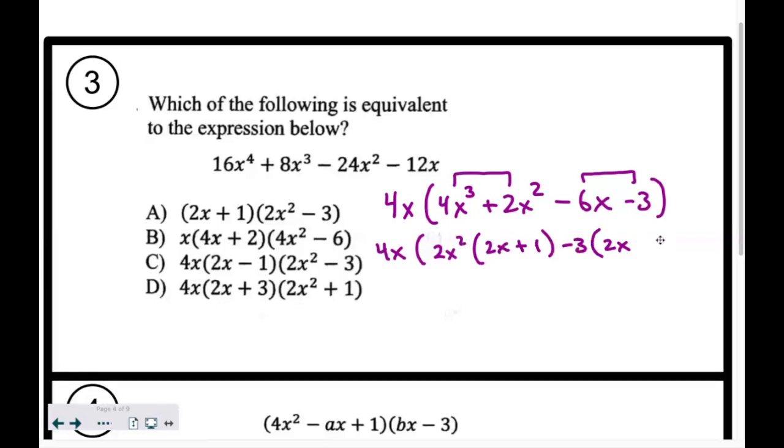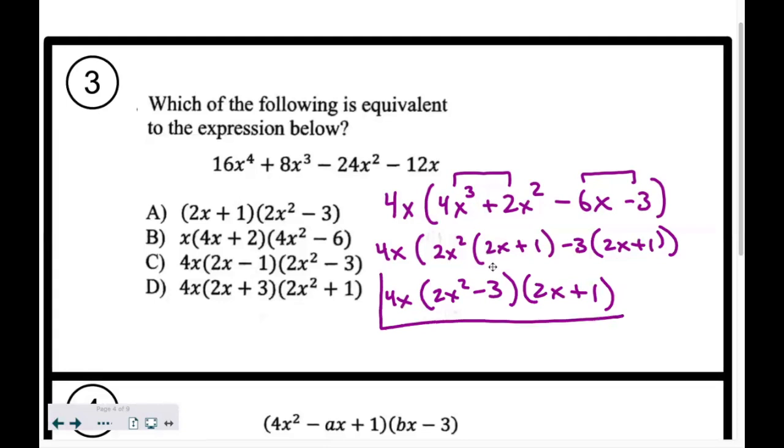Everything seems like it's going well. We end up with a 4x, and then we have a 2x squared minus 3, and then we have a 2x plus 1, the thing that they have in common. So again, if this were school and you were given an expression and told to factor completely, this would be your answer. Everybody in the class would have one answer, and everybody's would look the same.